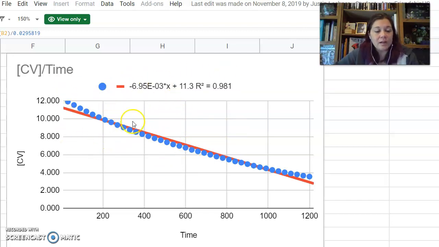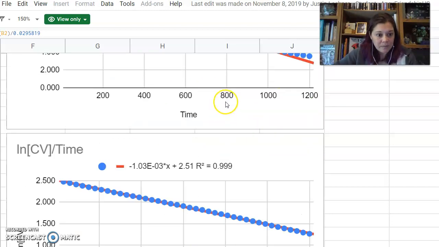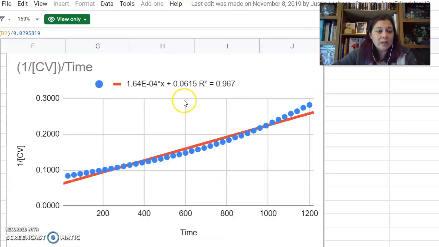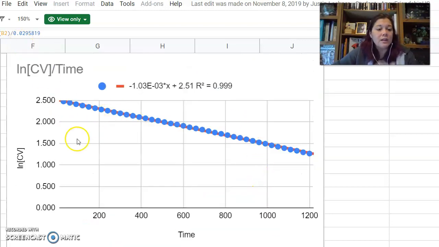Your first graph, using the concentration values, has this line equation right here, and this is your R-square value. Remember that R-square value of 0.98. If we look at our natural log function, this has an R-square value of 0.999, so that's almost exactly linear. Additionally, if we look at our inverse function, we have 0.967. What that tells us is that the graph with the y-axis as the natural log of our concentration versus time is the most linear graph. Looking at that summary of types of graphs again, when the natural log gives you the most linear function, that means this is a first order reaction.